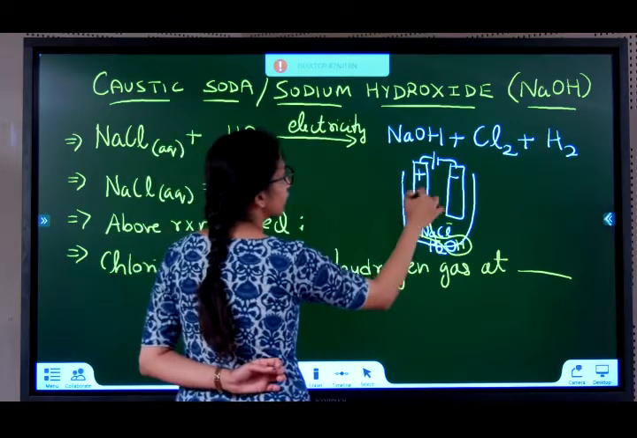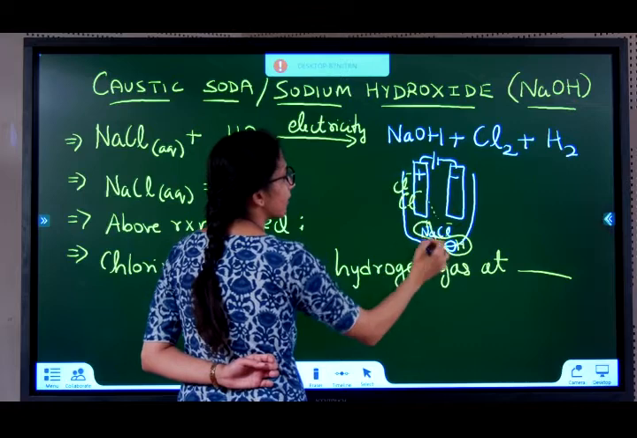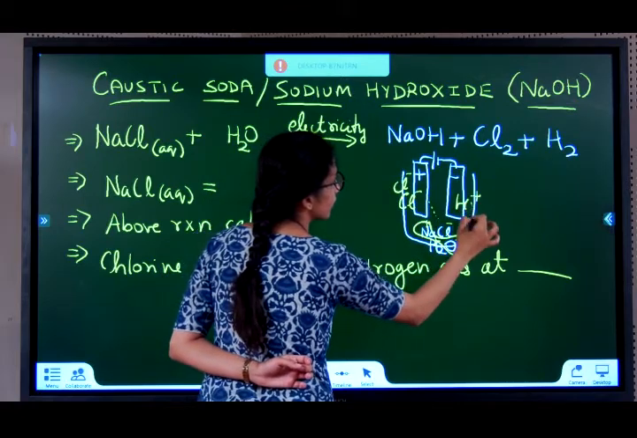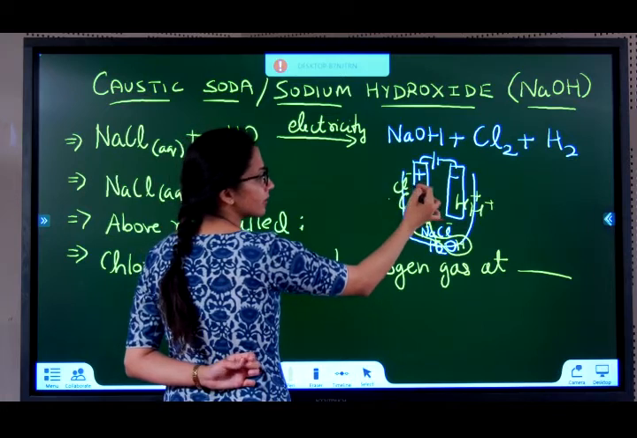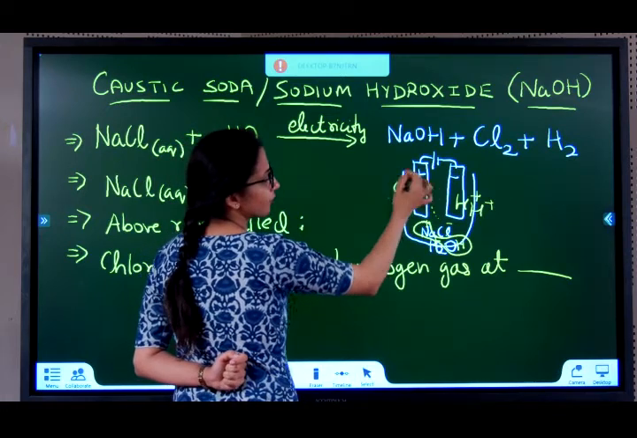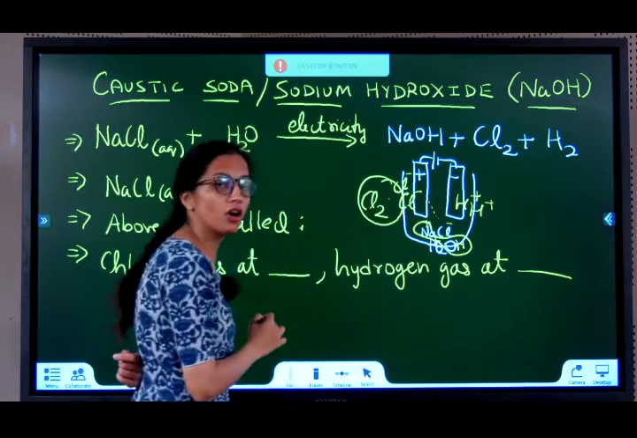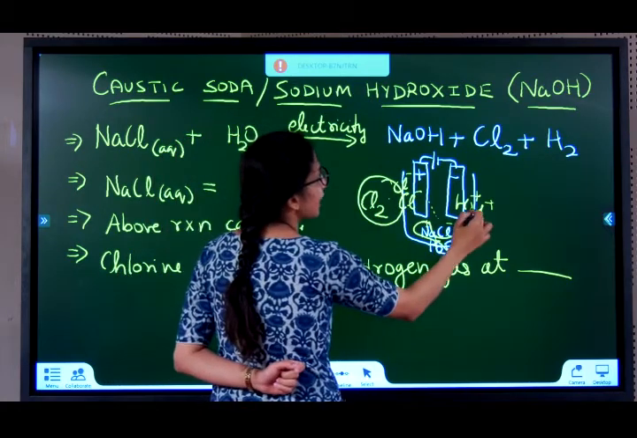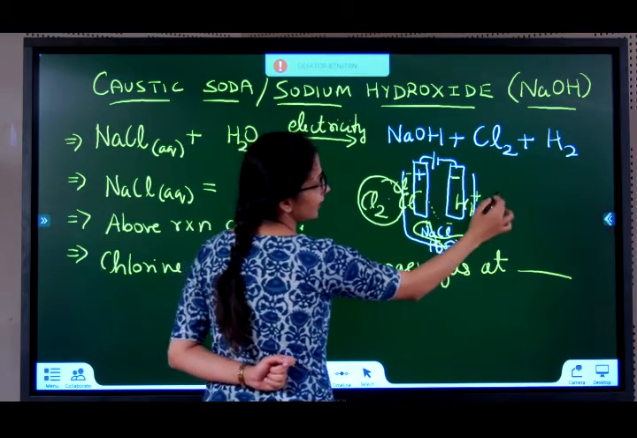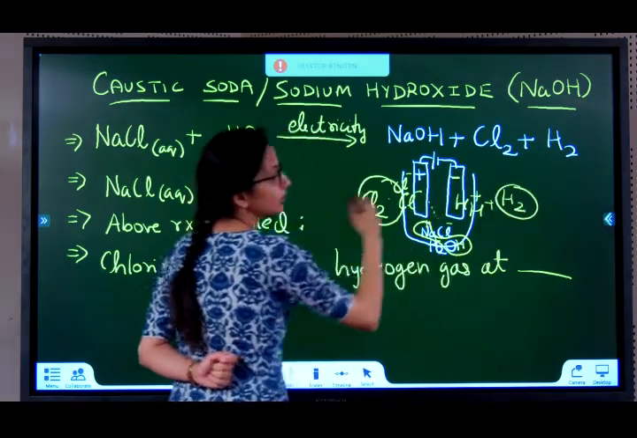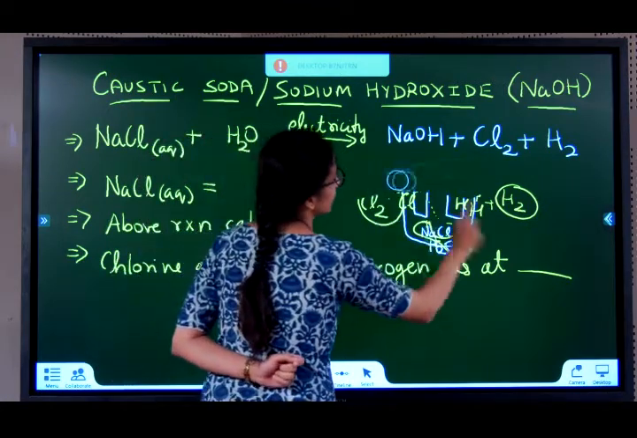The positive electrode is nothing but the anode. So all the Cl minus will come here. All the H plus will go here. So Cl minus will give away the negative charge to positive, and here what happens? Chlorine gas is formed. Where does it form? At the anode. H plus will take a negative charge from this and it will become H2. So this will become H2 gas. So I hope you understood how this reaction is played.